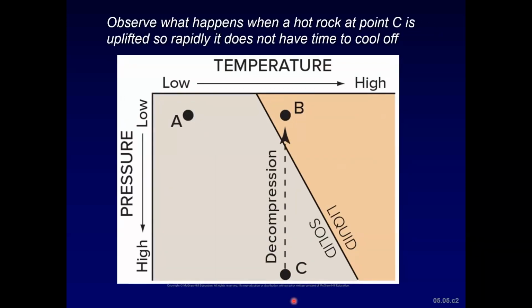So what happens when a hot rock at point C is uplifted so rapidly it doesn't have time to cool off? Temperature remains the same, but we drop the pressure drastically. We go to point B and suddenly it's a liquid. We call this decompression melting. For that to occur, the rock must be really hot and lifted up to the Earth's surface faster than it can cool off, and it'll melt.